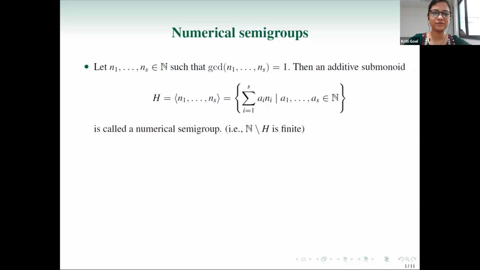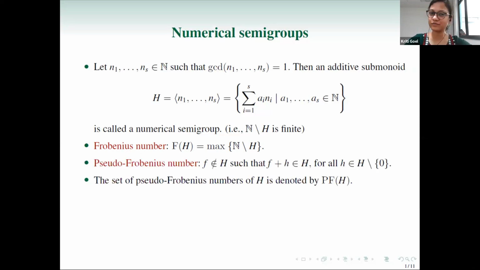Since we have this gap set, which is finite, we can talk about the maximum element of this gap set. This is what is called the Frobenius number associated to this numerical semigroup. The other way of saying this is that beyond the Frobenius number, every natural number is an element of the numerical semigroup. The next term we define is the pseudo-Frobenius number. These elements again are picked up from the gap set, but now they satisfy the property that these elements, which I'm denoting by F, should satisfy: F plus any non-zero element of the numerical semigroup should land inside the numerical semigroup.